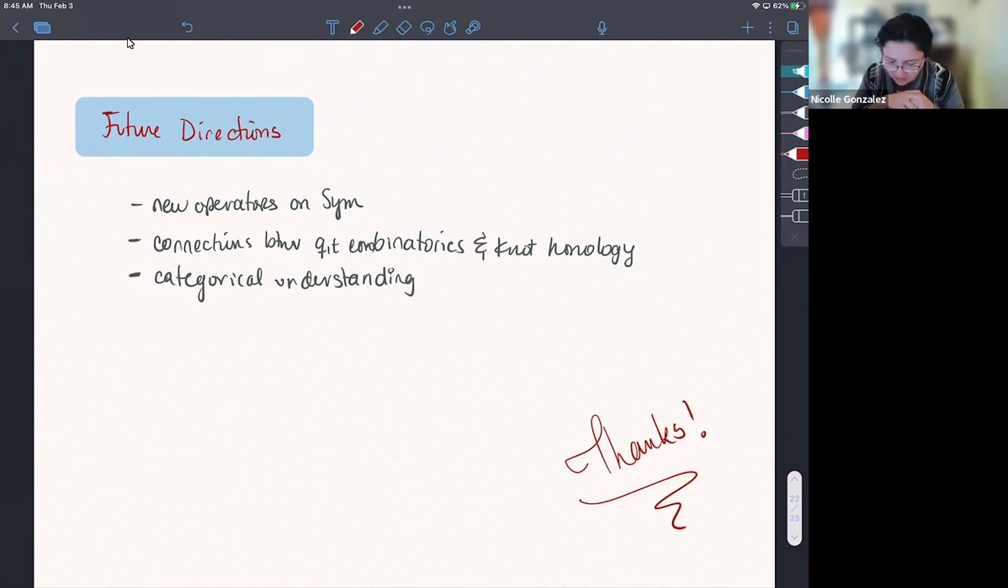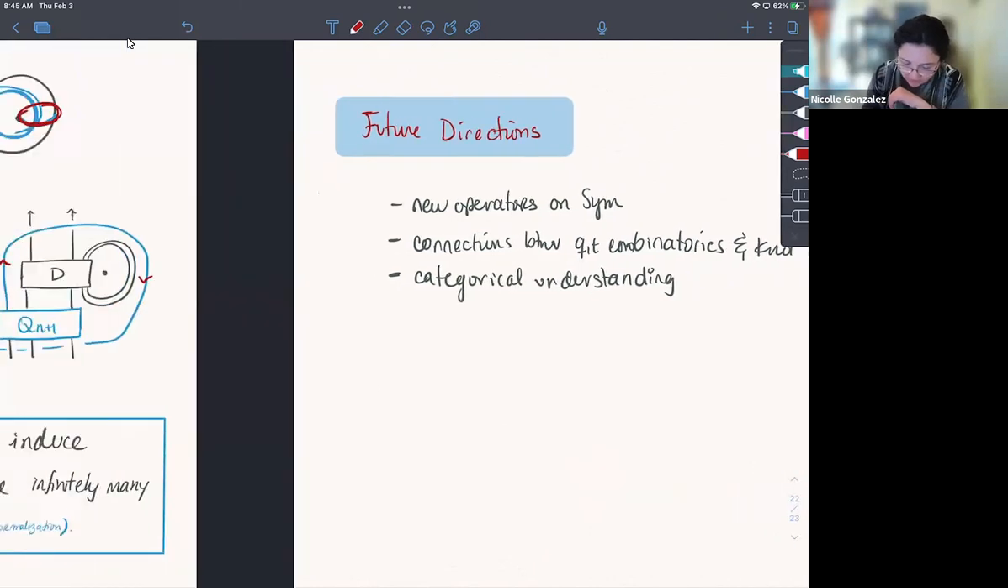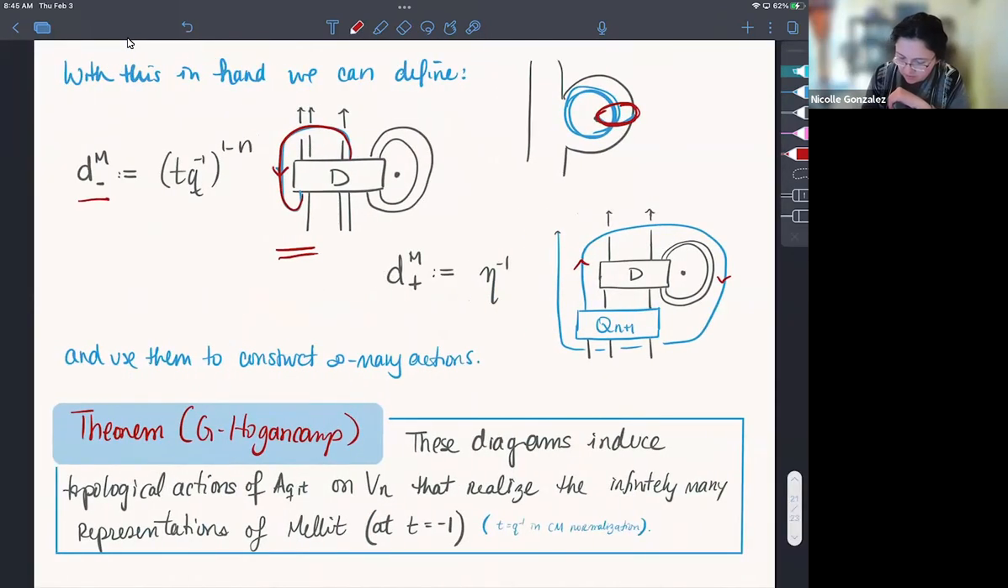And potentially more interesting, depending on who you are, is a categorical understanding of all of this. This is something we've been working on for a while now, but let me just say a couple of words on it. You'll notice that, sorry, I left an eta here. I don't know why I wrote eta. This should be a TQ inverse.